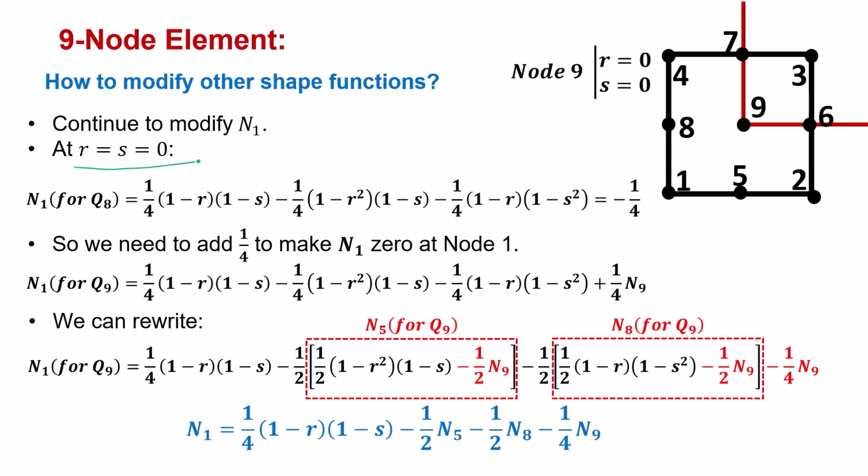At r and s equal to 0, if we find N1 for the Q8 element, the value would be minus 1/4. So we need to add 1/4 to make N1 0 at node 1. Since N9 is 1 at r and s equal to 0, we add 1/4 times N9 to N1 to form it for the Q9 element. I can rewrite it in this format.